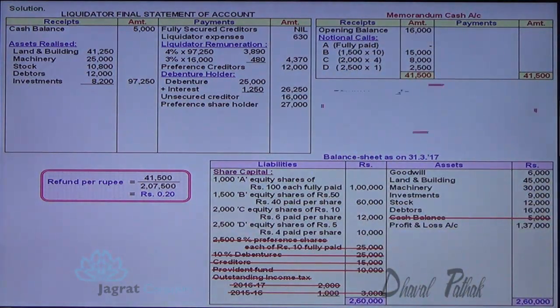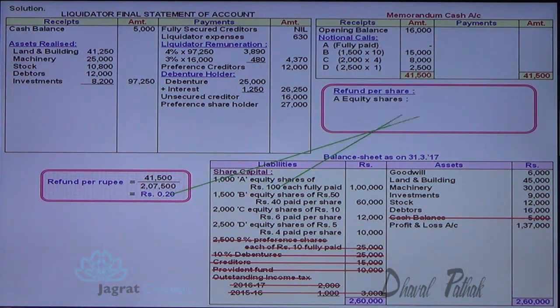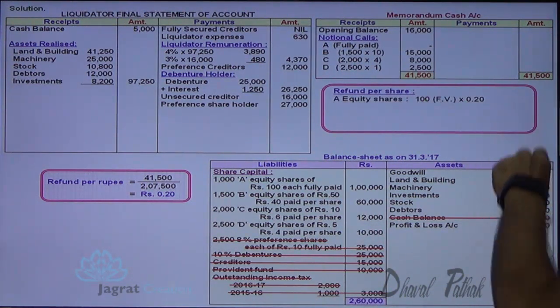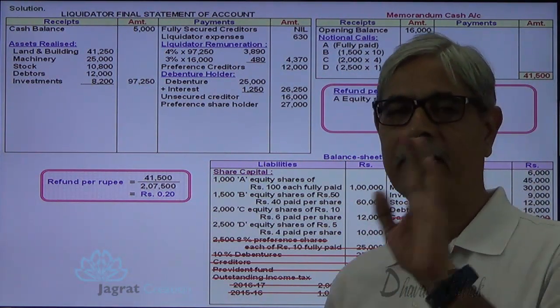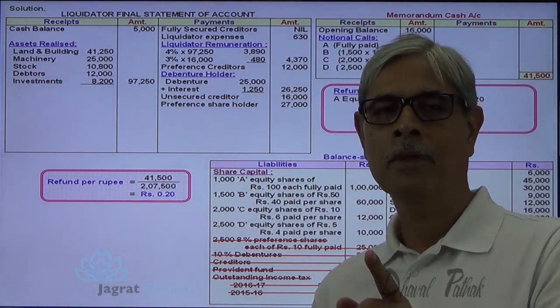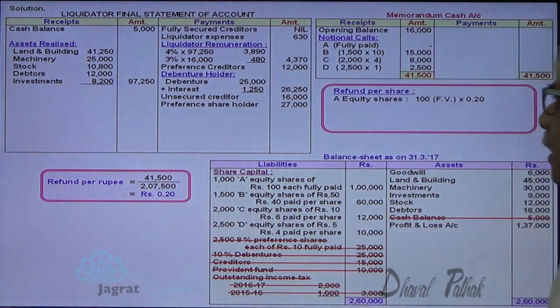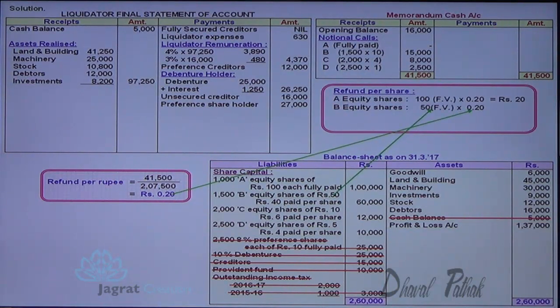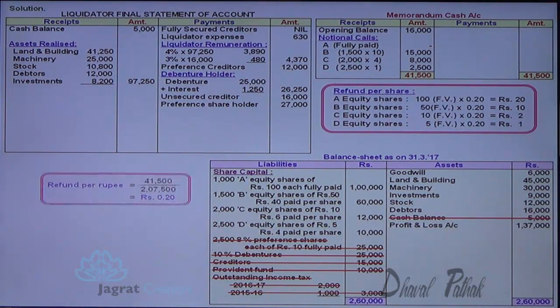So let me find out the refund per share. On 100 shares, face value 100, per rupee 20 paisa is to be paid. How much redemption should be made on 100 rupees? So 20 rupees. Similarly, face value 50 into 0.20, 10. Similarly, 10 into 20%, 2 rupees. And 5 into 20%, 1 rupee. This is the refund that should be made.